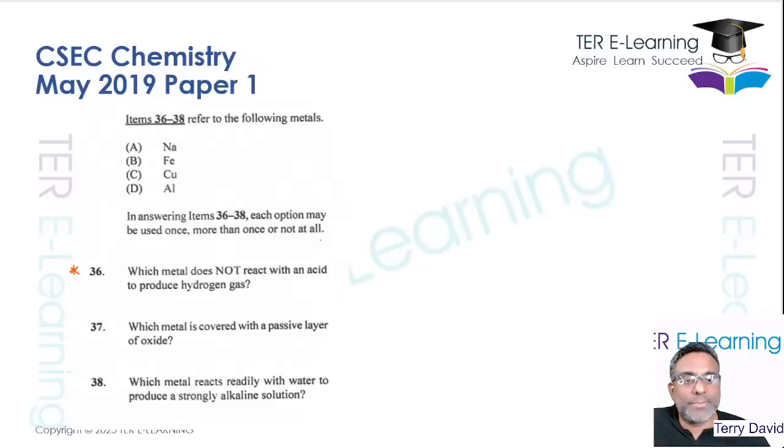So question 36, people are saying the answer is C. Yeah, we're talking about copper in this case here, right? Copper will not displace hydrogen. So yes, the answer is C. What about 37? Which metal is covered with a passive layer of oxide?